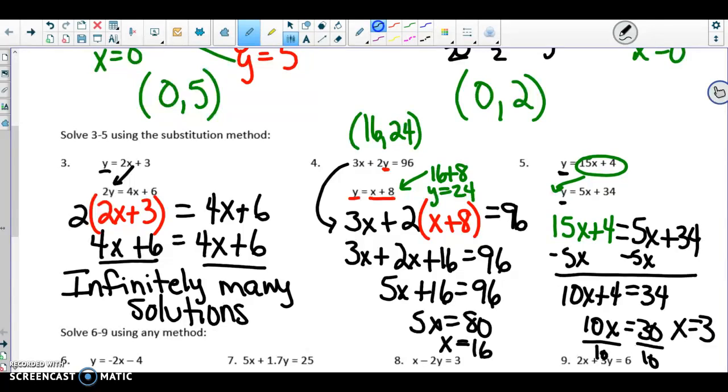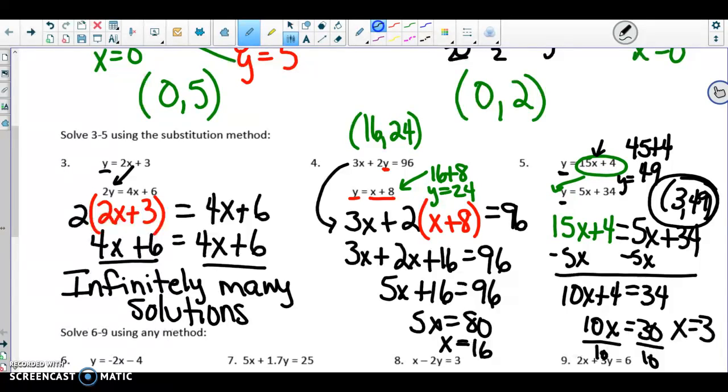Okay, if x equals 3, all I have to do is plug it into one of them. Doesn't matter which one. I'm going to go ahead and plug in just the top one. 3 times 15 is 45, plus 4 gives me 49. So y equals 49. So my solution for number 5 would be (3, 49). Again, check yourself using Desmos, and my parentheses got hidden there.